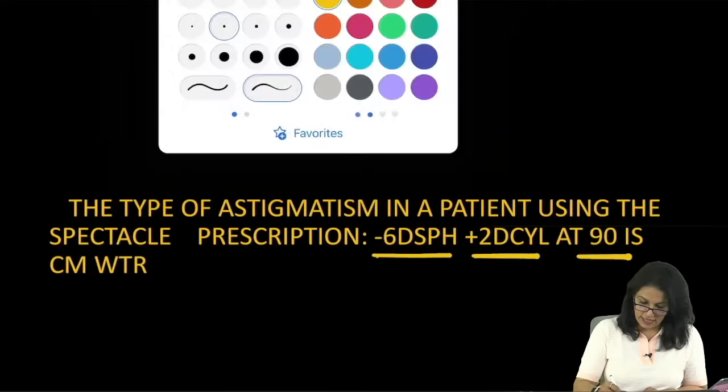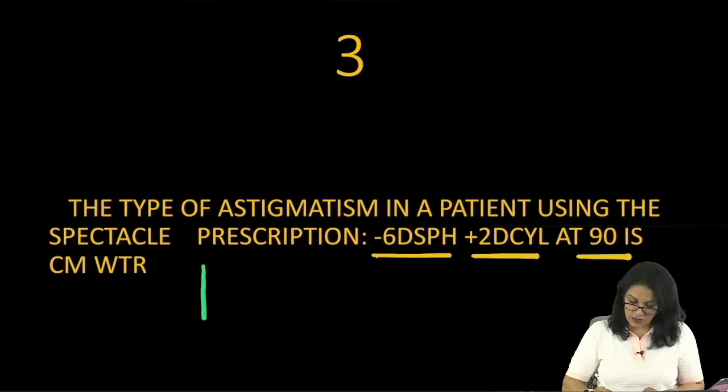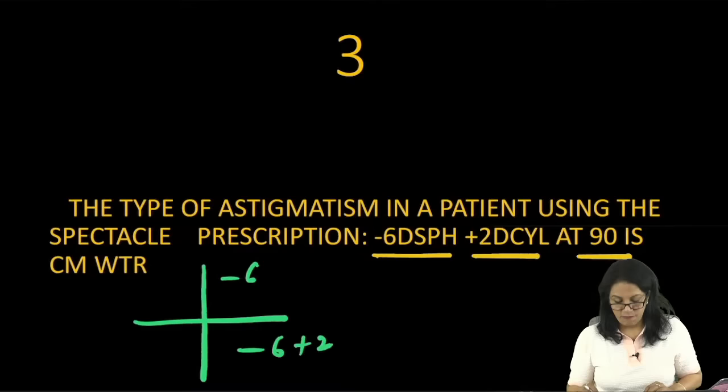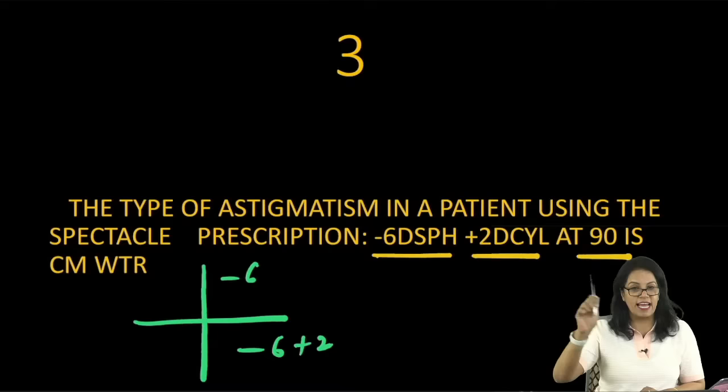The axis is mentioned opposite. If I am going to turn this into a retinoscopic reading, how do I do that? Minus 6 here, minus 6 here. Plus 2 cylinder at 90 means I should not put it at 90, it will be at 180. So plus 2 is here, isn't it? So plus 2 at 180. Because it is written 90, the axis is mentioned opposite. So now what is the retinoscopic reading? It is minus 6 and minus 4.